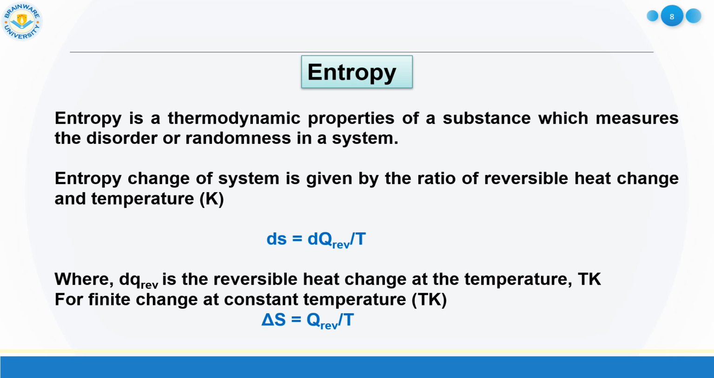So what is entropy? This is a thermodynamic property of a substance which measures the disorderedness or randomness of a system. Entropy change of a system is given by the ratio of heat change divided by temperature in Kelvin scale. Remember that here the heat change is associated only with the reversible process, not the irreversible process. Here dq reversible is the reversible heat change at temperature T Kelvin. For a finite change at constant temperature T, delta S will be q reversible by T.